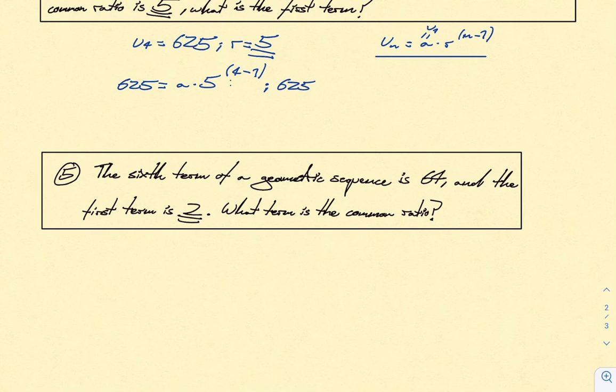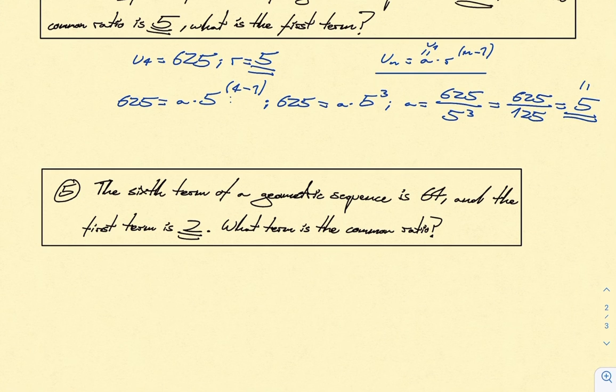625 equals A times 5 to the power of 3. And so A equals, now again, there's just a bit of rearranging, 625 over 125, which is equal to 5. And so note how our first term in the geometric sequence will be equal to 5, which is also our common ratio. So these kind of things can sometimes happen, obviously.